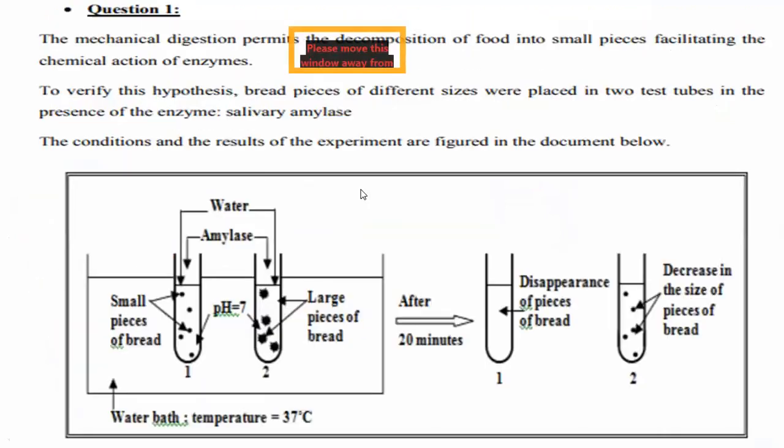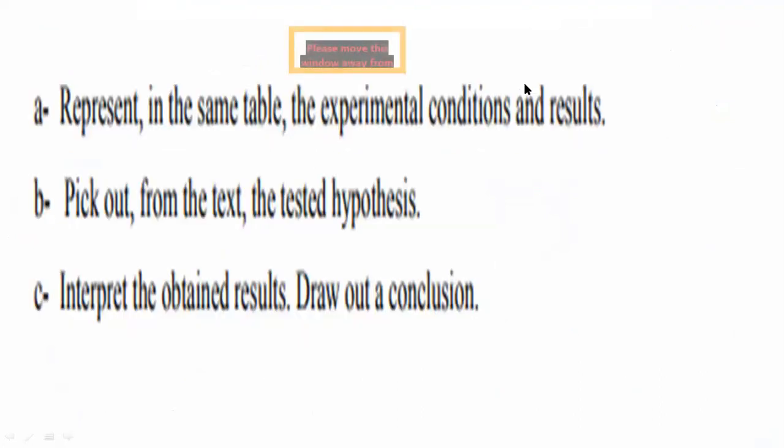Part B, they said pick out from the text the tested hypothesis. They said here to verify this hypothesis. Where is the hypothesis? Here it is. The mechanical digestion permits the decomposition of food into smaller pieces, facilitating the action of the enzyme. This is the hypothesis.